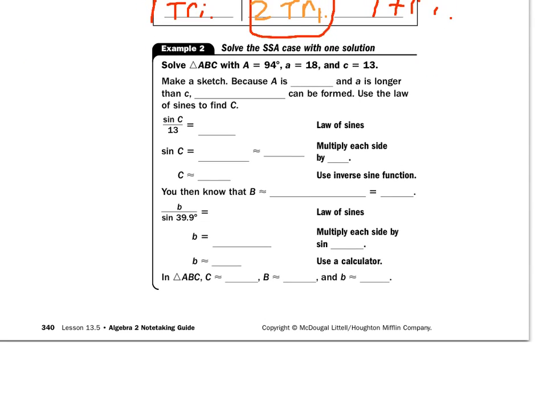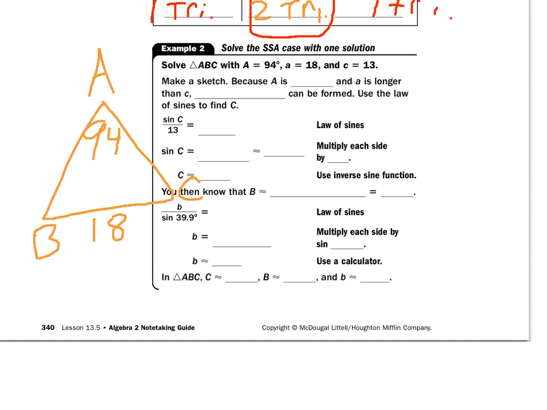All right, let's see if we can apply that now. First of all, we have a triangle ABC. Now I just sketch everything always. It says make a sketch, but that's a good idea to always do when you're dealing with these kind of things. A is 94, and little a is 18. And C is 13.